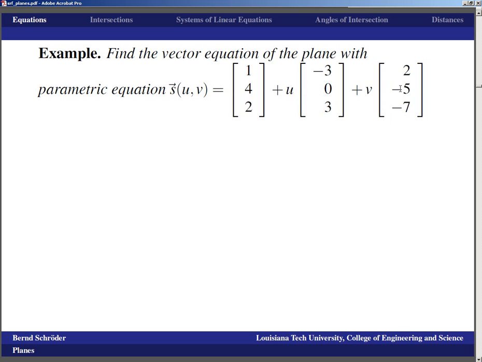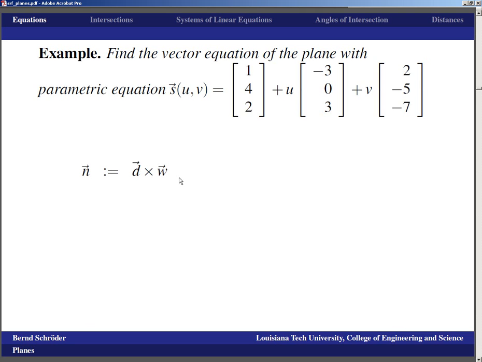We need a vector that is perpendicular to the 2 direction vectors. Well, when you have 2 vectors given, then there is a standard way to find a third vector that is perpendicular to both, and that is you figure out the cross product of these 2 vectors. And so that's exactly what we're going to do.